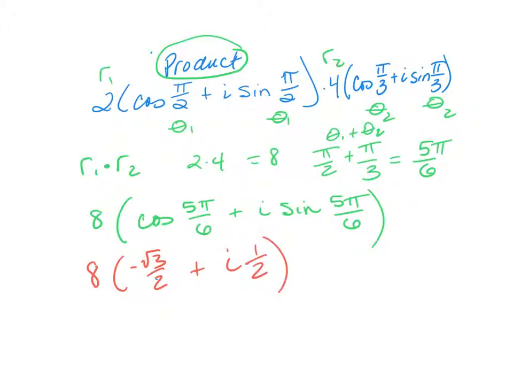Got it? And now you're going to put in the 8, multiply the 8 by both of those, and that's going to be negative 4 root 3, because 8 over 2 is 4, plus 4i.